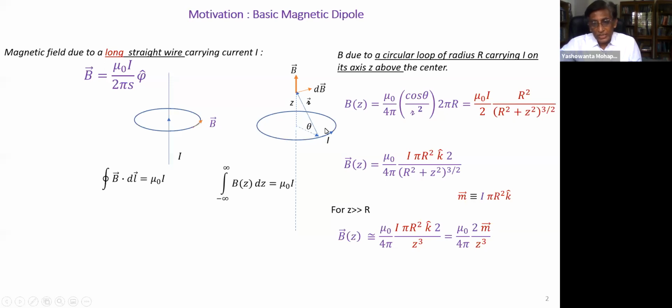So this is, as I call it, the head-on position. There is 2m by z cube, and that is my motivation for what we are doing. This you probably already know, and so we'll define more rigorously.